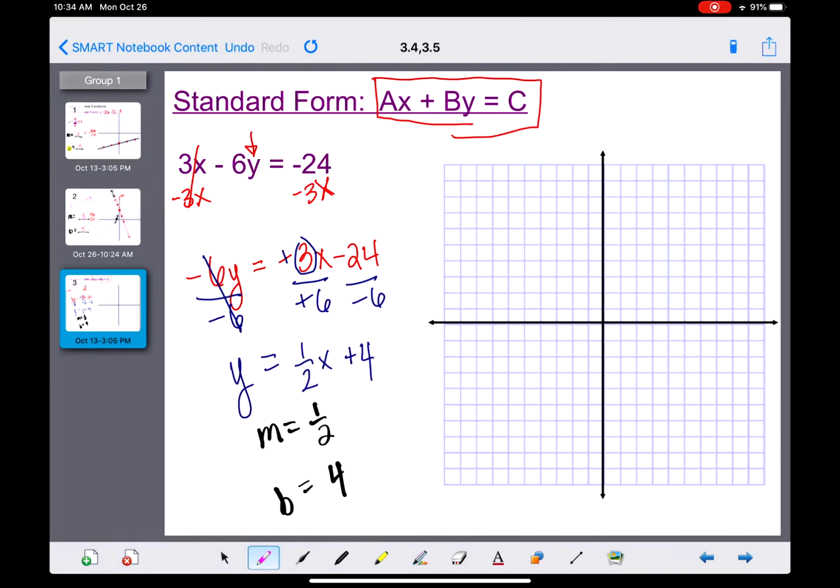So I'm going to start at the y-axis at +4. And then I'm going to use my rise over my run. This is a positive slope. So I'm going to take 2 positive actions. Up 1, right 2. Up 1, right 2. I could also take 2 negative actions. Down 1, backwards 2. Down 1, backwards 2. And that creates my line.